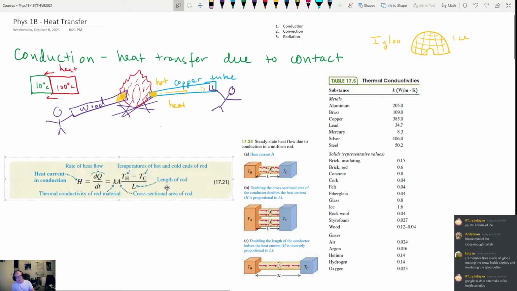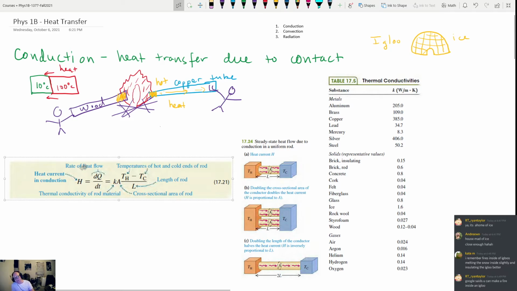We're not going to derive this equation. My guess is that yes, you can make a fire inside of an igloo. I thought you could. Oh, you're saying that fires inside igloos melt the snow inside slightly and insulate the igloo better. That's really interesting. Okay, so this is our heat flow equation, and it's probably daunting to look at right now, but when we do a couple of problems, you'll see that this is really easy to use.